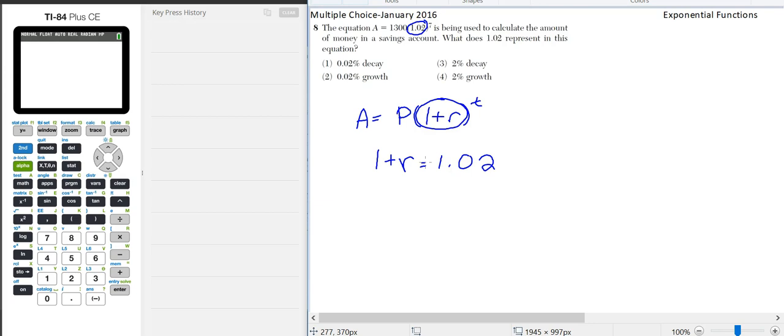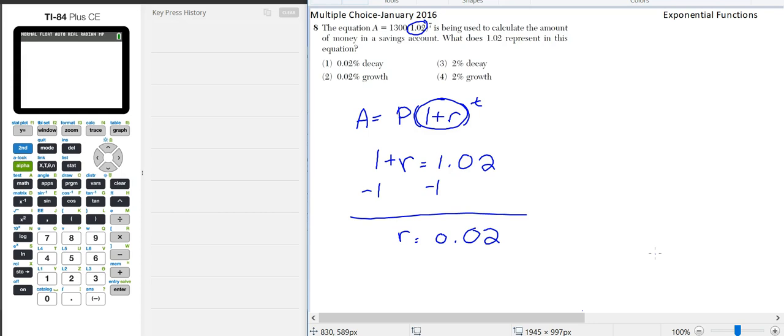Now we want to solve this for R because when we find R, we'll be able to see which of the answer choices is correct. Is this 0.2% decay, 0.02% decay, 0.02% growth, 2% decay, or 2% growth? So we're going to solve this for R, for the rate. Subtract 1 from both sides. R is equal to 0.02, which is the rate as a decimal.